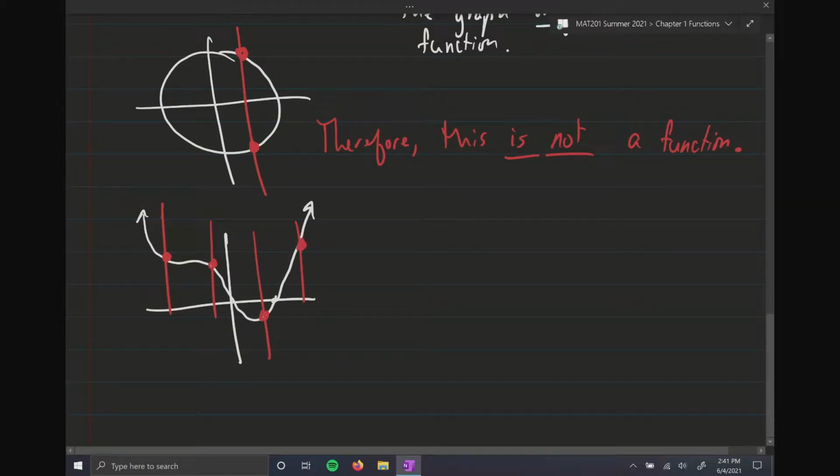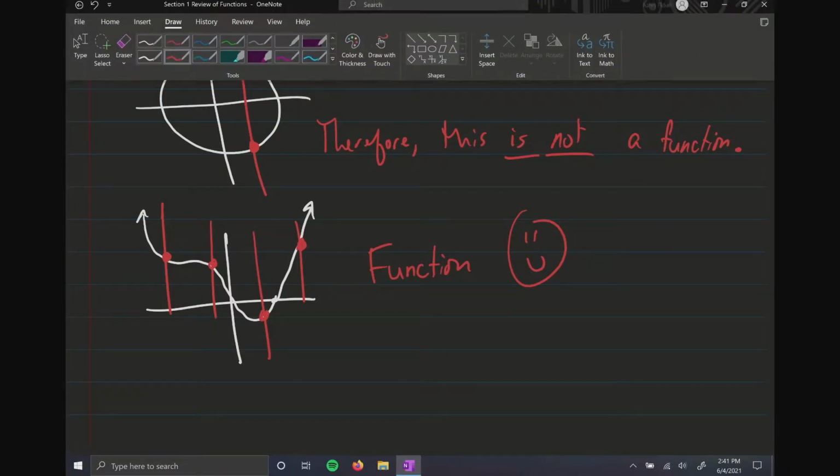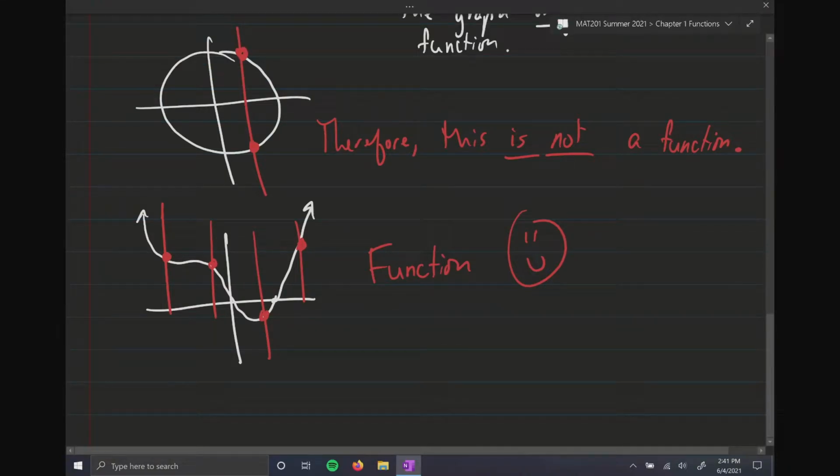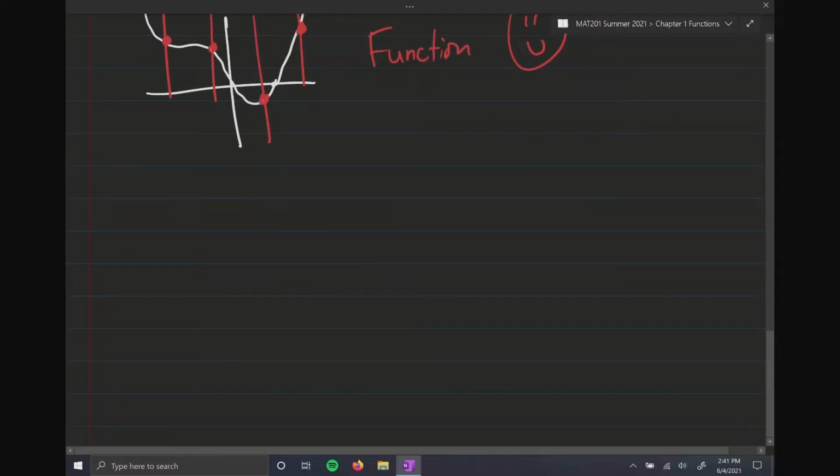Therefore, this is a function. So I'm just going to write the word function, put a big happy face because I'm very excited, because now I know I have a function, and functions allow me to predict things because I know for every input there's exactly one output. So I can start to predict things.